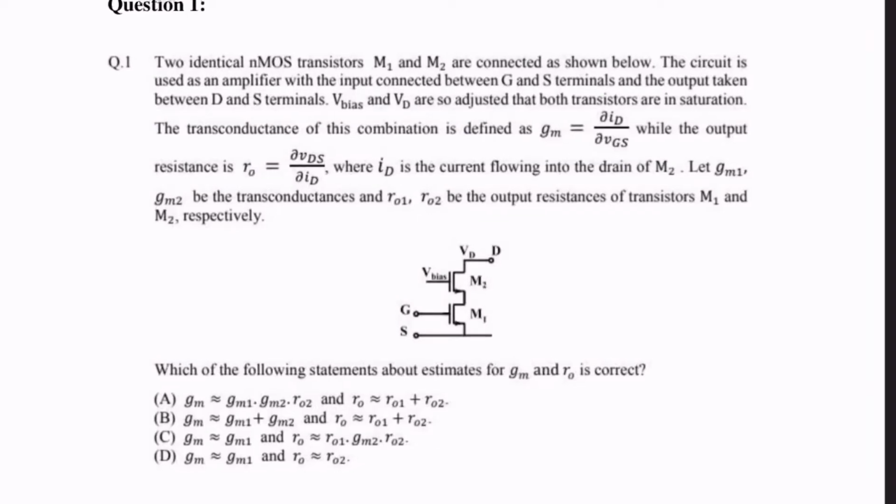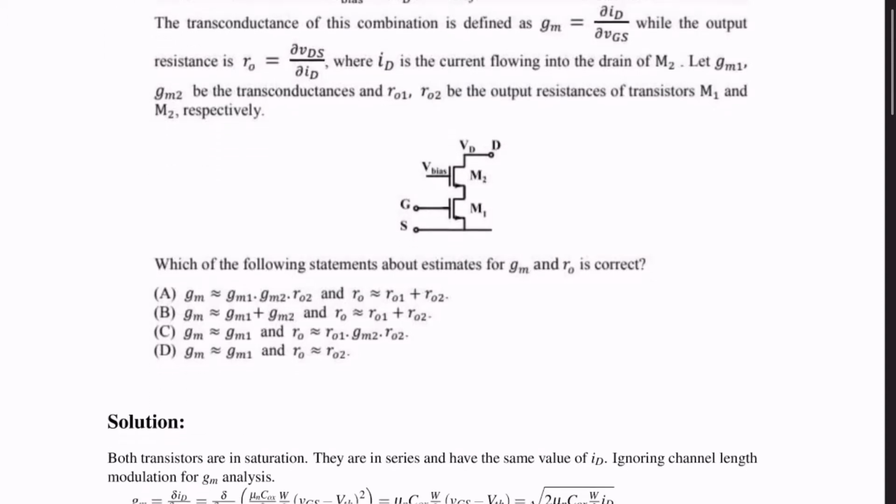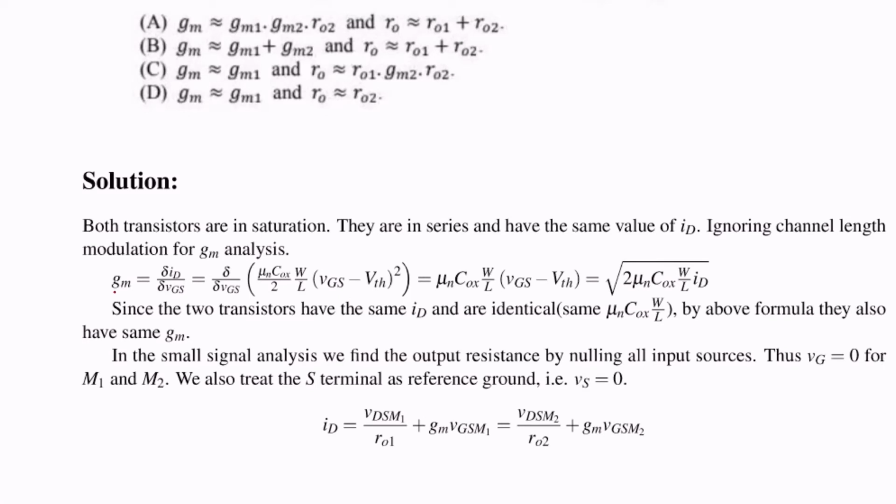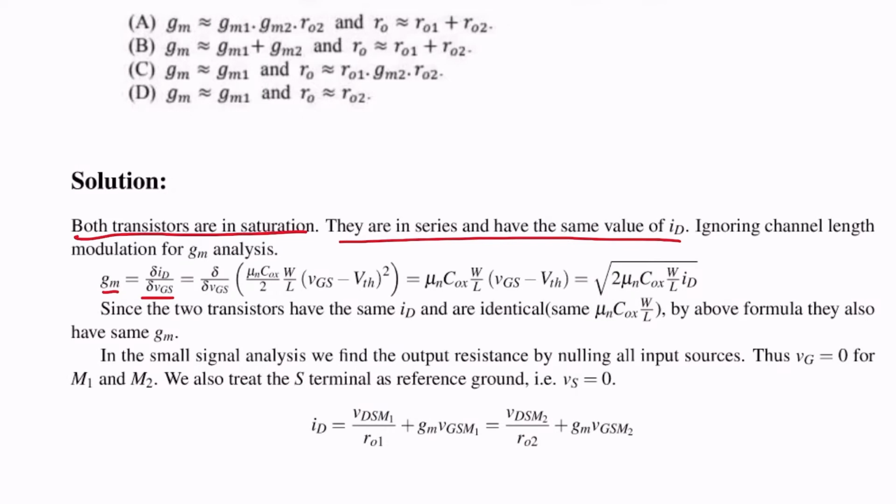In this question, these two transistors are connected in series and they are ideal, right? So we get that the gm for the two individual transistors is ∂ID/∂VGS. This is by the definition of transconductance of a transistor, right? But both the transistors are in saturation, so therefore, since they are in series, they have the same value of ID, the ID in this numerator, right? And we ignore channel length modulation for DC analysis for obtaining gm, right?